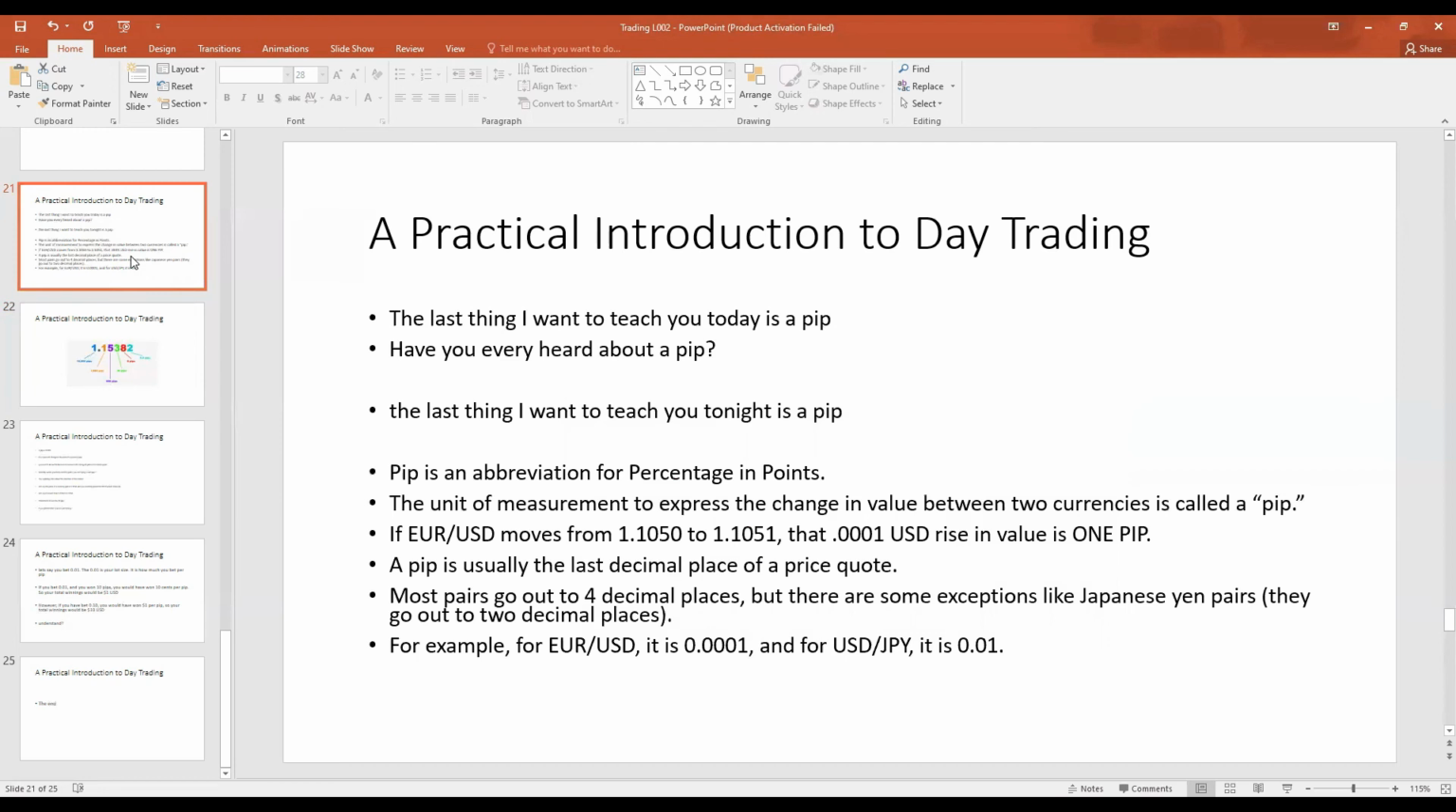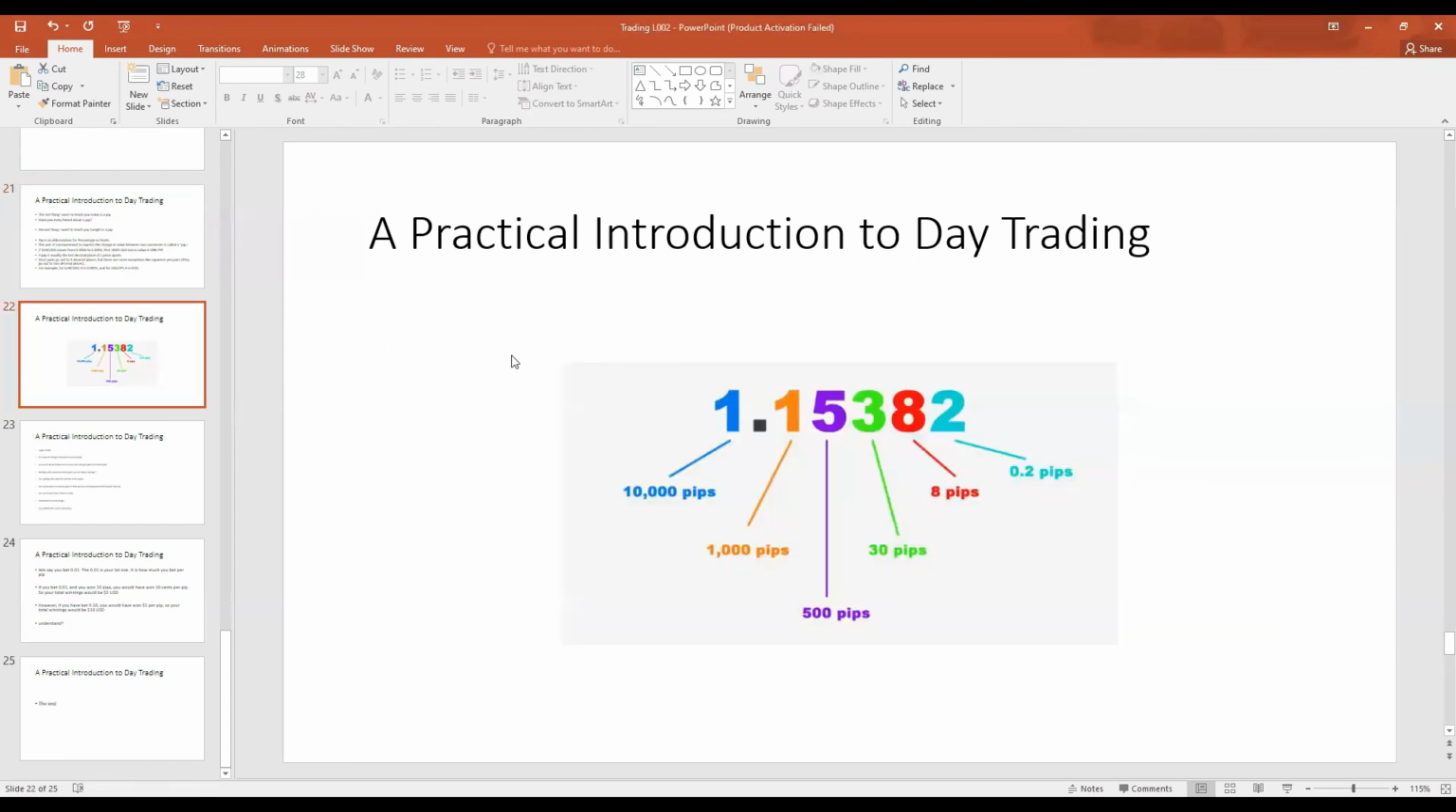We are accustomed to dollars and cents. We have $1, we have 10 cents, then we have 1 cent. However, pips go beyond 2 decimal places. We see here the currency pair went beyond 2 decimal places. This is 1 decimal place. This is the next decimal place.